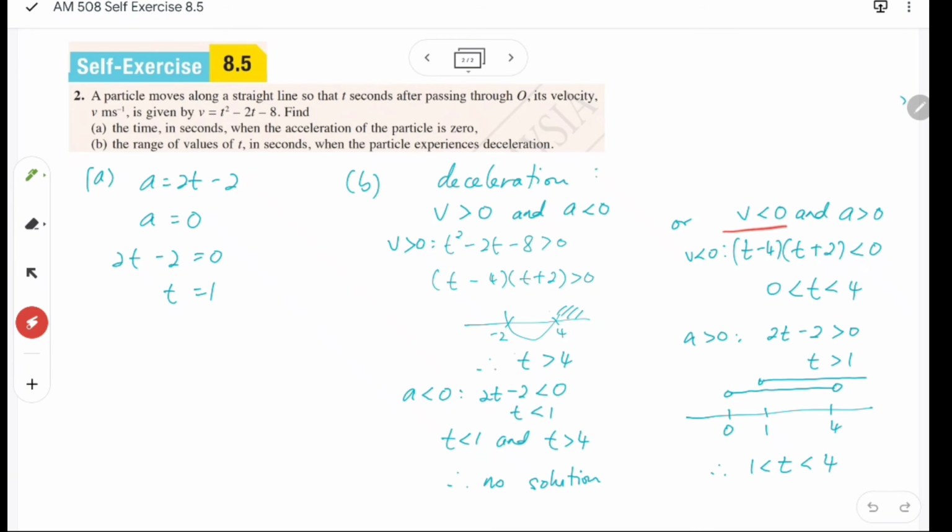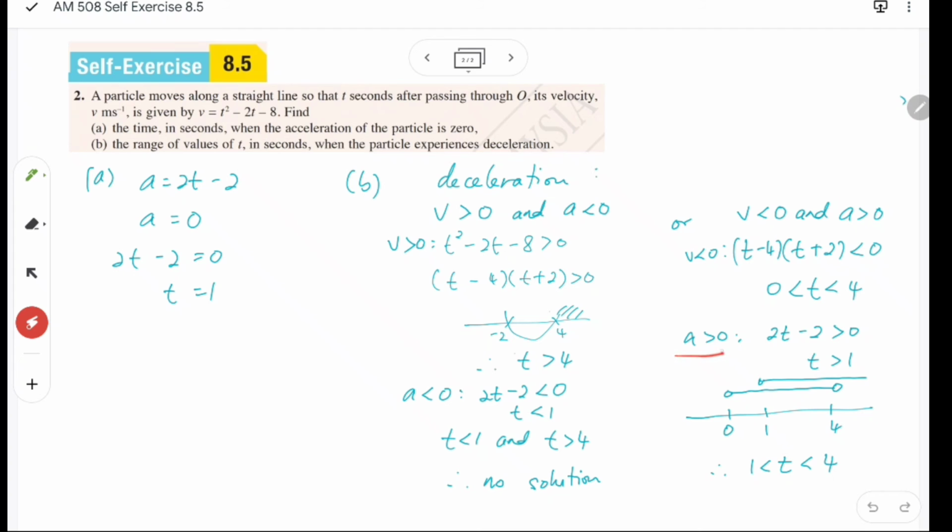Now, second condition, second case. When v less than 0, we are moving leftward, but the acceleration is to the right, so we are decelerating also. So when v less than 0, t minus 4 times t plus 2 less than 0. From the graph, we want less than 0, therefore it is here. Although this is from negative 2 to 4, we still start from 0 because t can only be positive or equal to 0. So t is from 0 to 4.